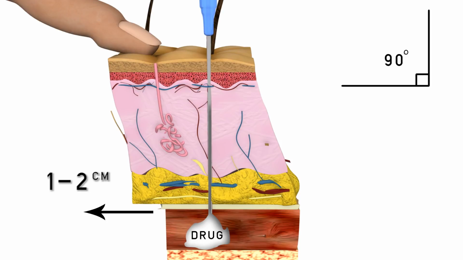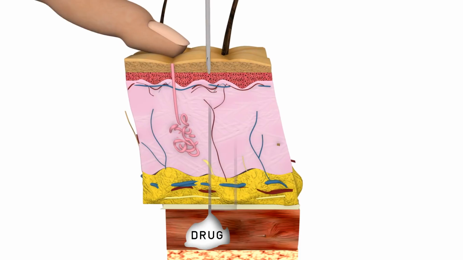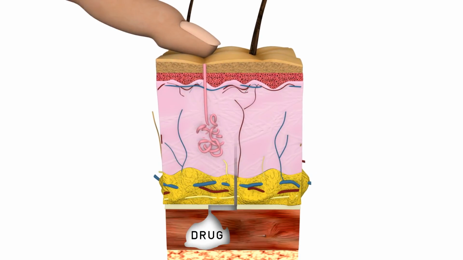This allows the medication to disperse within the muscle. After the time lapse, the skin is released as the needle is withdrawn. This ensures that the skin closes over the injection site, preventing leakage onto the skin.